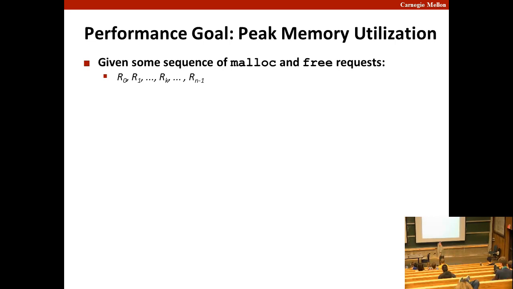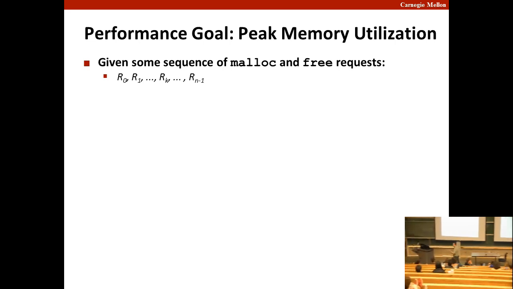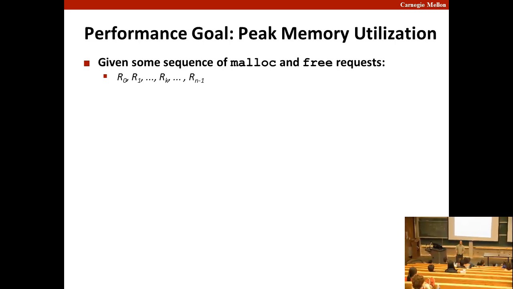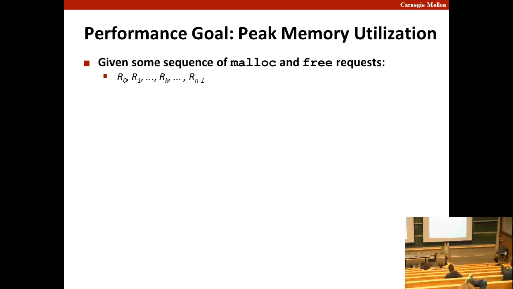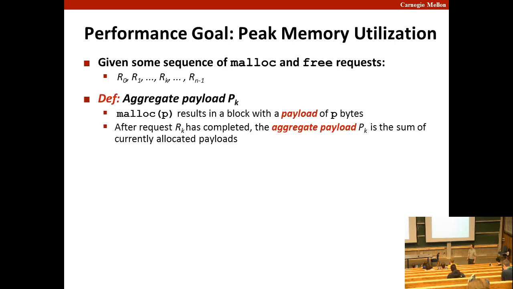So our measure of utilization is going to be the sum of the outstanding requests divided by the size of the heap. Is that a perfect measure? No. But is that the one that we're going to use? Yes. Is it a reasonable measure? Absolutely. Right? Because in an ideal world, the total amount of memory used by malloc would be exactly what we asked for.